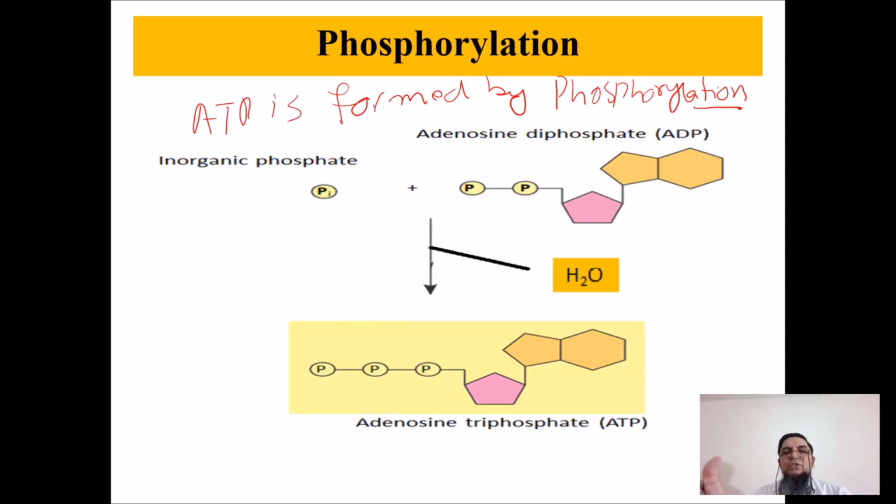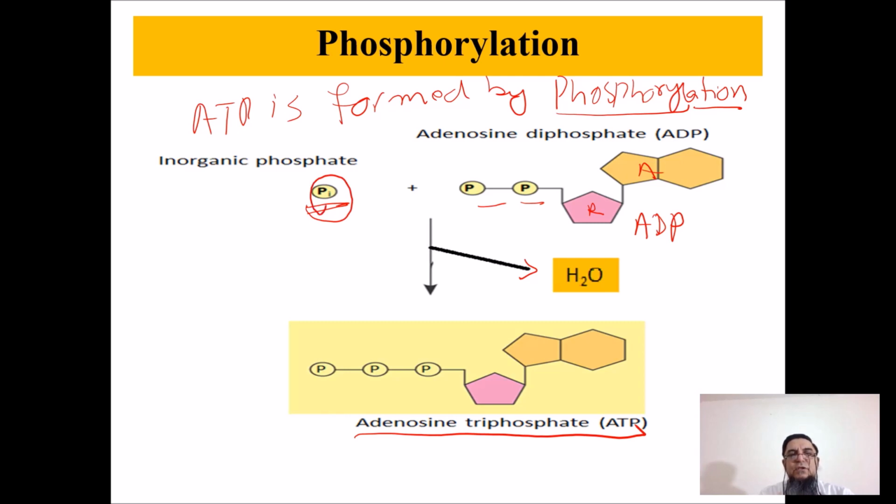ATP is formed by the process of phosphorylation. So this is adenine, ribose with the 2 phosphates. This is ADP. ADP is attached with inorganic phosphate with the release of a water molecule, and then it forms ATP. This process of addition of inorganic phosphate to the ADP with the help of the enzyme ATP synthase to form ATP is known as phosphorylation.